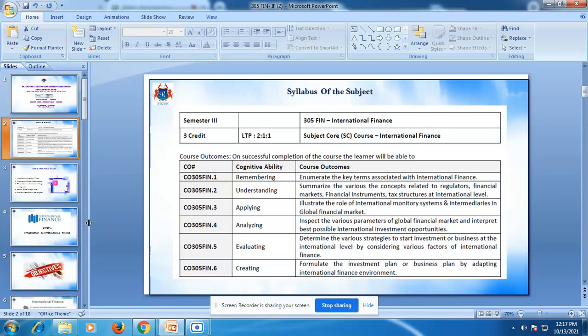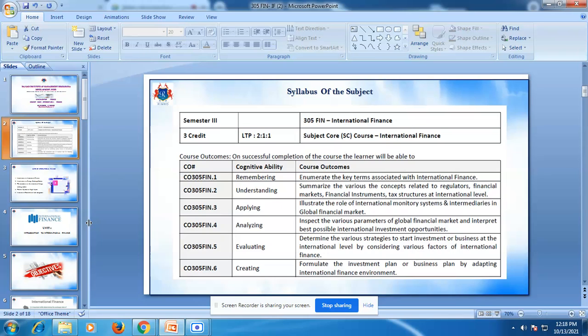CC means comprehensive concurrent evaluation, like your assignments, your term paper, your online examination, etc. And the remaining 50 marks is EAC. EAC means end semester examination, like your SPPU examination. Then LTP: L means lecture, T means tutorial, P means practical. So 2 is to 1 is to 1. Subject: core course, International Finance.